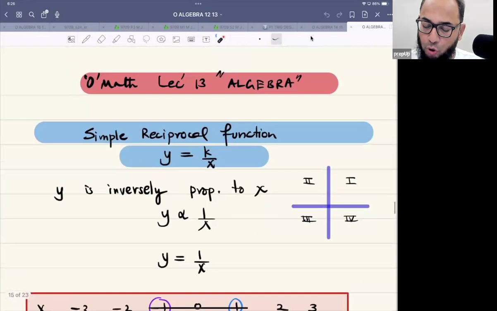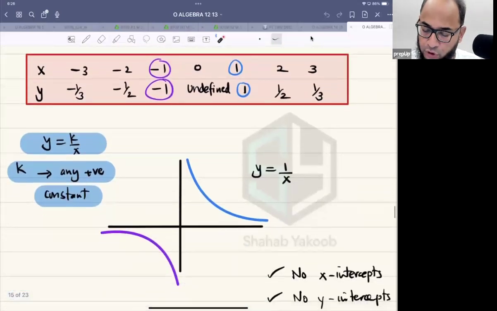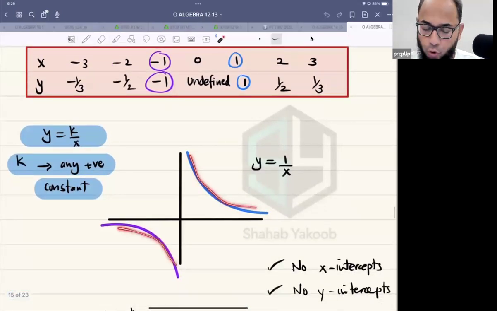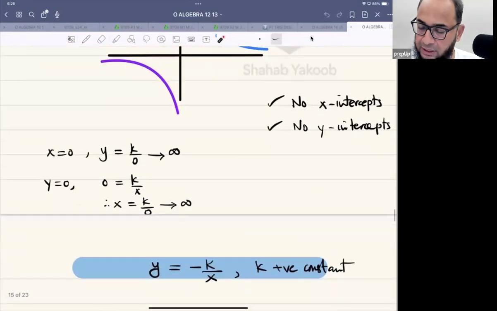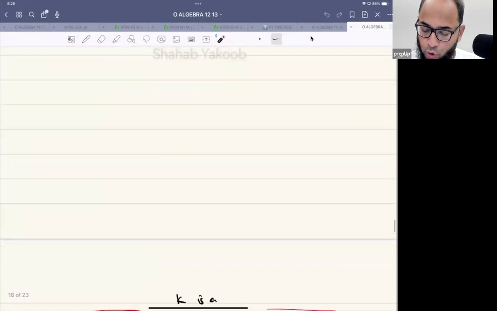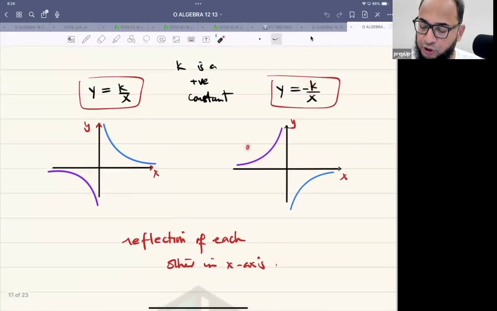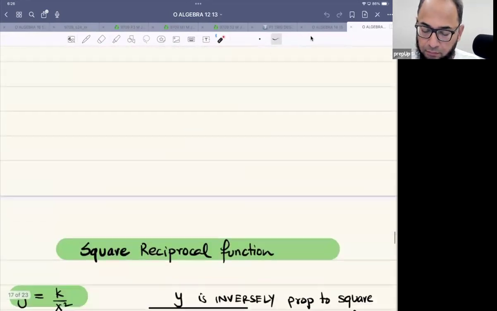In lecture 13, we talked about the simple reciprocal function. Y is inversely proportional to x. First quadrant, second quadrant, third quadrant, fourth quadrant. It is made over here and over here. K is any positive constant. No x-intercept, no y-intercept. And I did not talk about asymptote at this point. Y is equal to minus k over x, reflection in the x-axis. Blue goes down and purple goes up.